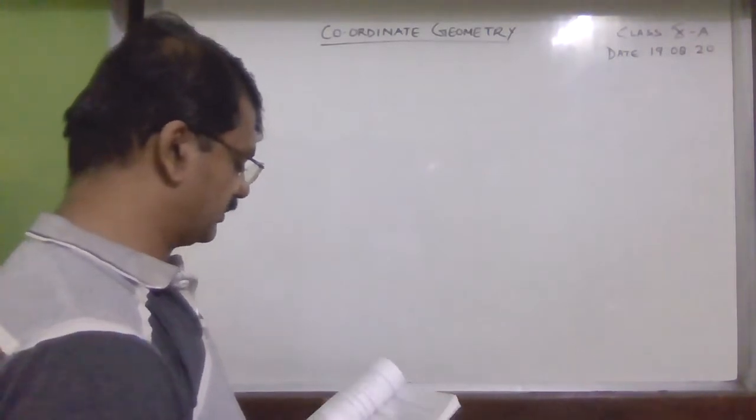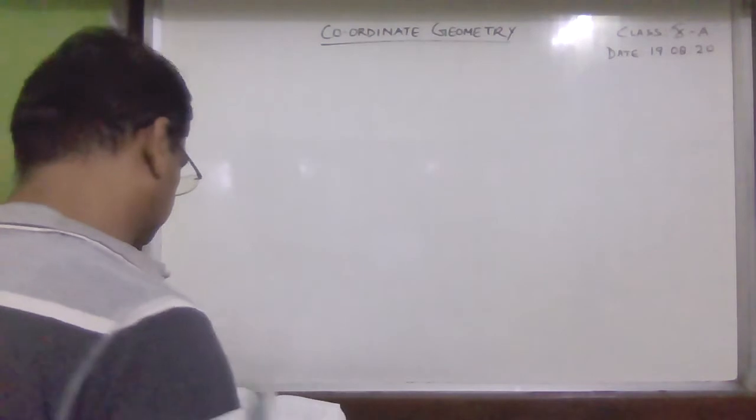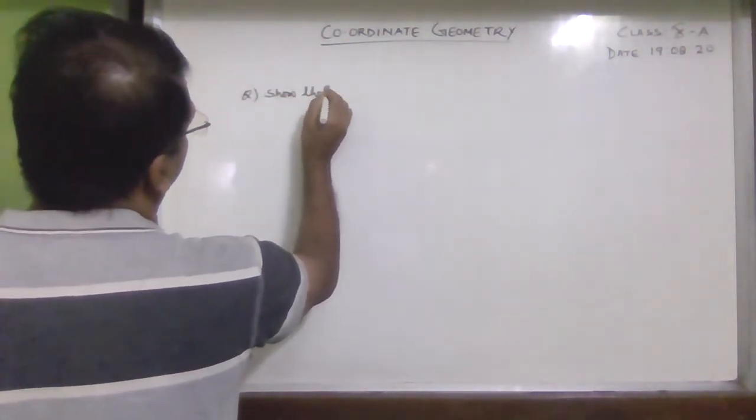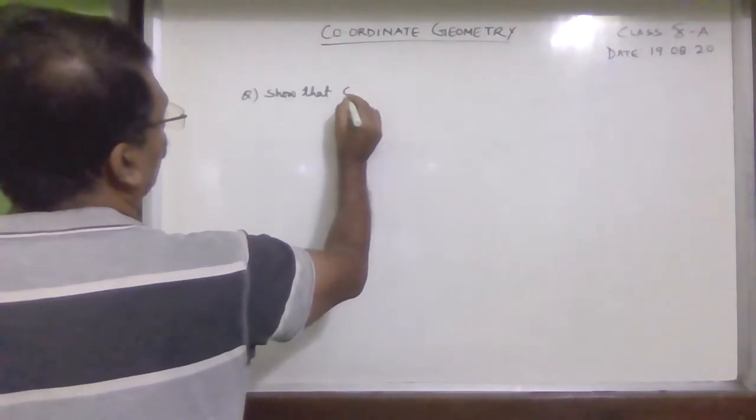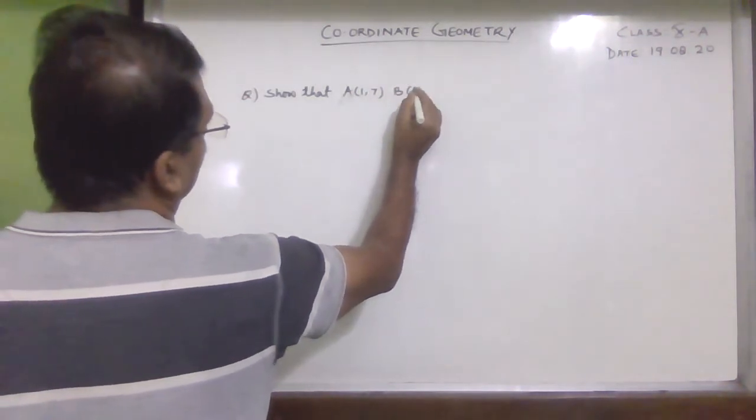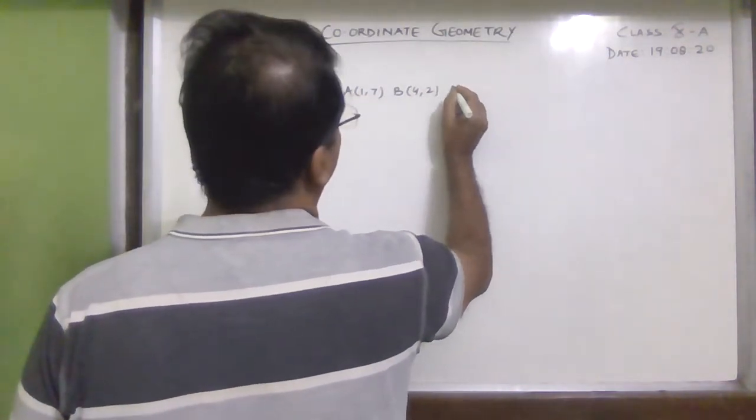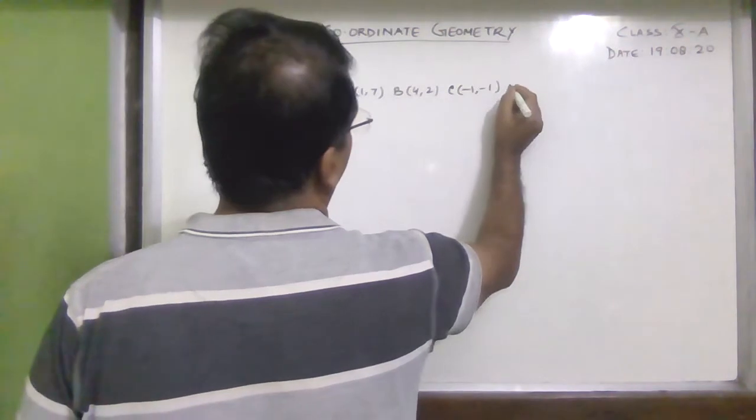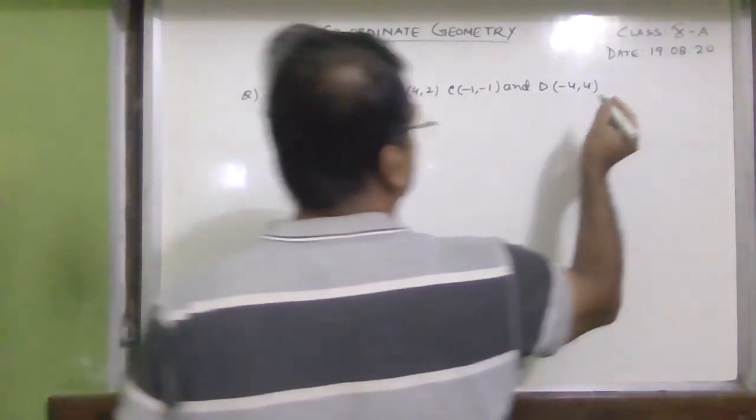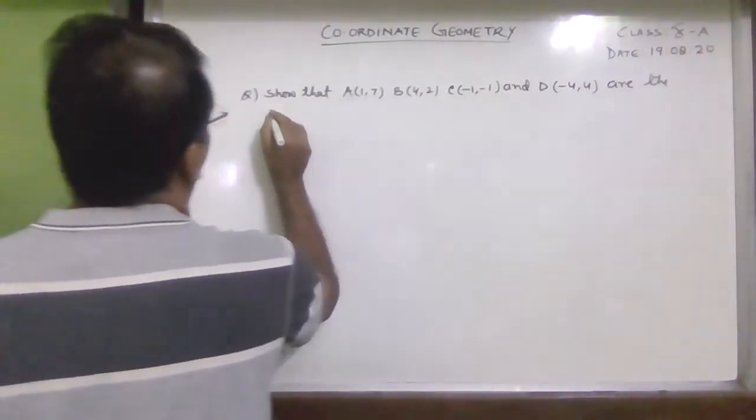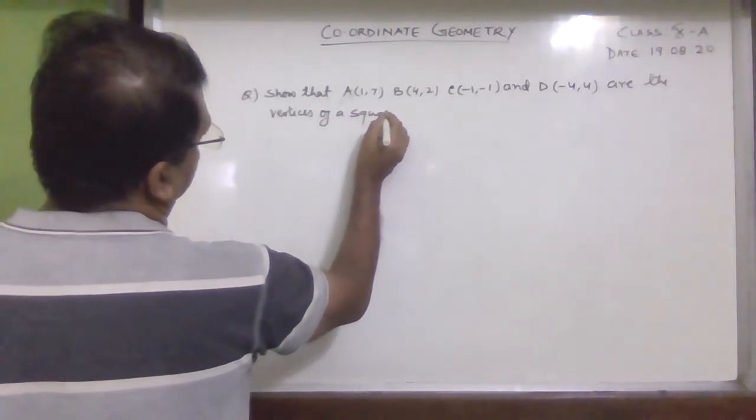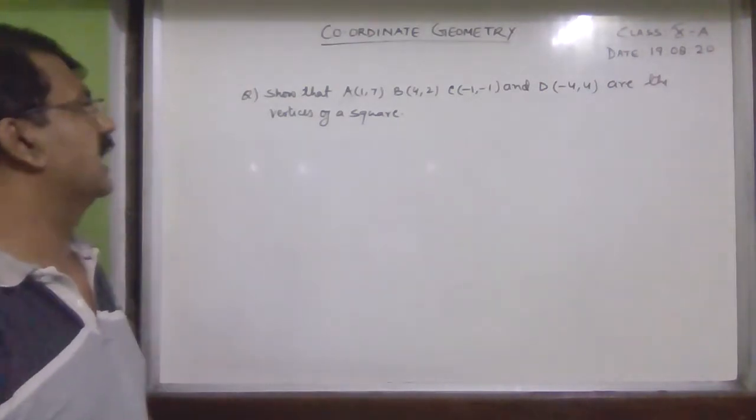Now, the next question. Show that A 1, 7, B 4, 2, C minus 1, minus 1, and D minus 4, 4 are the vertices of a square. Show that these points are the vertices of a square.